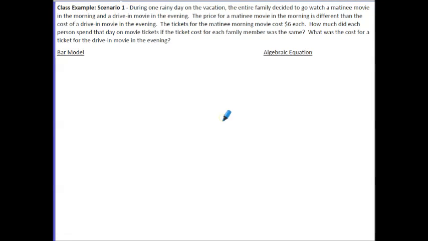So let's start by highlighting some of the important information. We were told that they went to a morning matinee and each ticket cost $6 each. What we want to find is the cost of the drive-in movie tickets, and then therefore we also want to find what did each person spend on the day they went to the movies. So our unknown in the scenario is really the cost for a ticket to the drive-in.